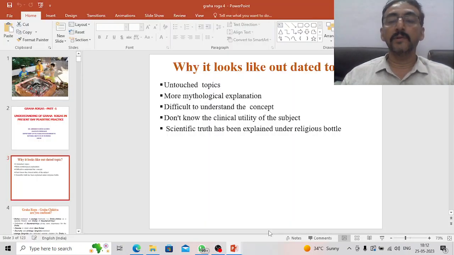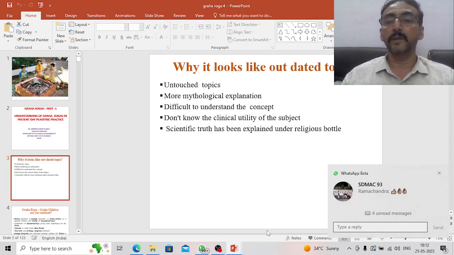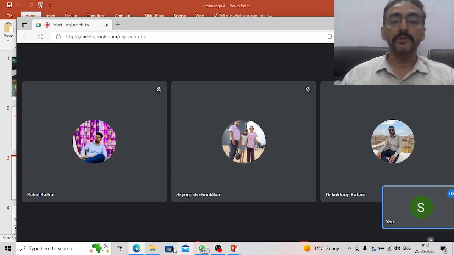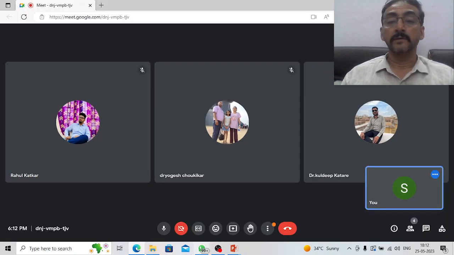So today we will discuss one of the very important topics in Kaumarbhritya, that is Graha Rogas. And when we talk about Graha Rogas, it's very clearly told that Graha Roga is one of the main subject matters of Kaumarbhritya.